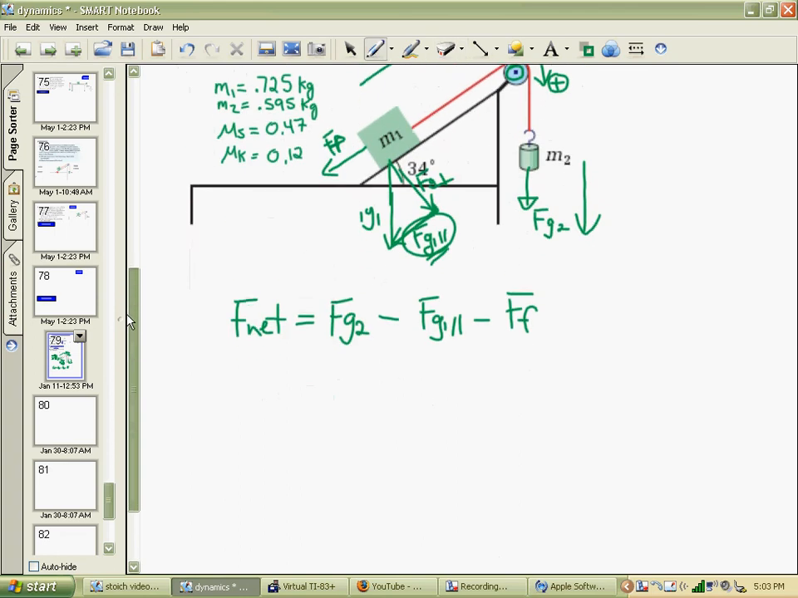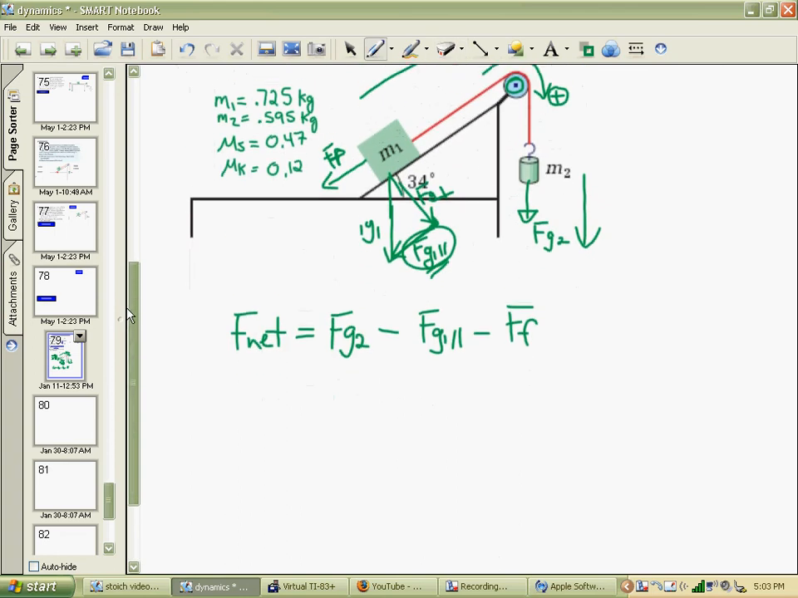Now we know to just start it moving, the F net is going to be 0. I'm going to plug in some of the formulas that we know. The force of gravity is mass 2 times gravity. FG parallel is going to be a bit trickier. FG parallel is sine of theta times this weight, FG1. So it's FG1 sine theta. I'll write it over here: FG1 times the sine of theta.